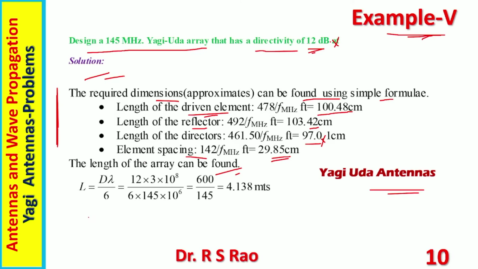Length of the array can be found from this formula, L equal to D lambda by 6. D is the available directivity. Lambda is wavelength. It is available, as 145 megahertz frequency is given. So lambda is C by F. C is 3 into 10 power 8. Frequency is 145 megahertz. So lambda is available. Directivity is available. Substitution gives length as 4.138 meters.